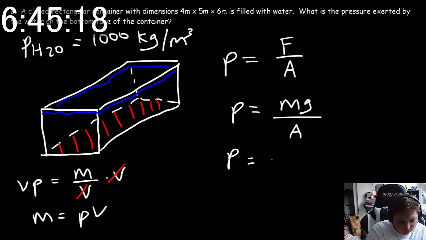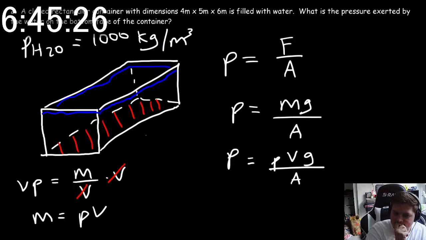So the pressure of the fluid is going to be the mass, which is density times volume, and then times gravitational acceleration, divided by the area. Now, the volume of, let's say, this rectangular prism is the length times the width times the height. So let me write that down.